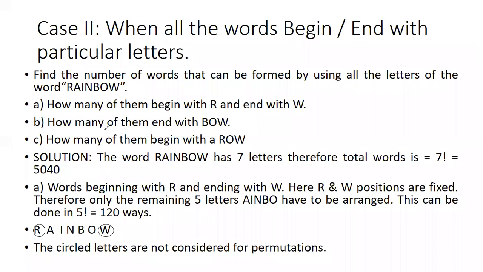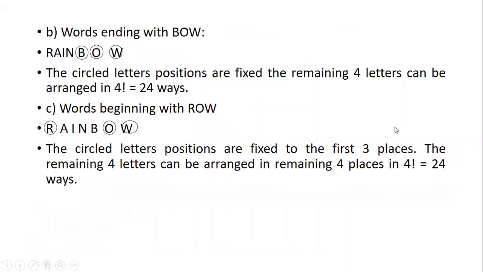Okay. Next, how many of them end with BOW? The last 3 letters are supposed to be BOW. Okay. Let's go to the next sheet. How many of them are ending with BOW? So my last 3 places are fixed. Before that, how many more places did I have? 1, 2, 3, 4. Correct? Now, the last 3 places are fixed and 4 places are left blank.